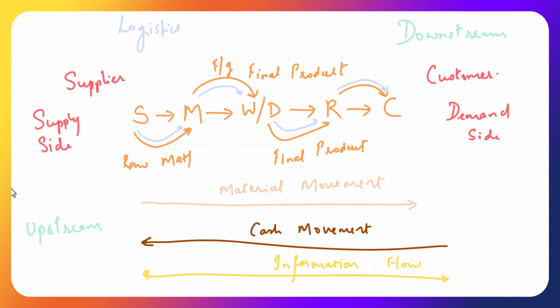We just write it: movement of goods or services. Now, what normally happens is you move the raw material from the supplier to the manufacturer. The manufacturer again would move the final product to the warehouse or the distributor. And the distributor, the warehouse, will again move the final product or services to the retailer and then reach the customer.